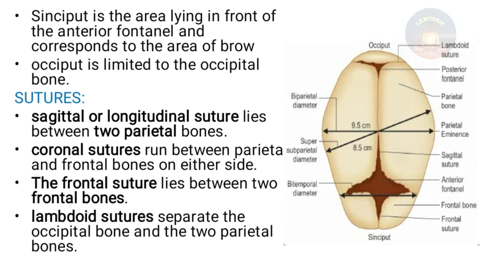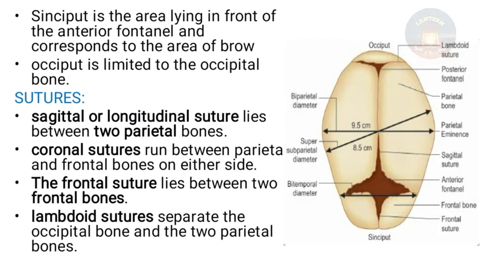Now we discuss the sutures. The sagittal or longitudinal suture lies in between the two parietal bones. So you can see on this picture, between the two parietal bones, the central one is the sagittal suture. The coronal sutures run between the parietal and frontal bones on either side. That also is there on this picture.